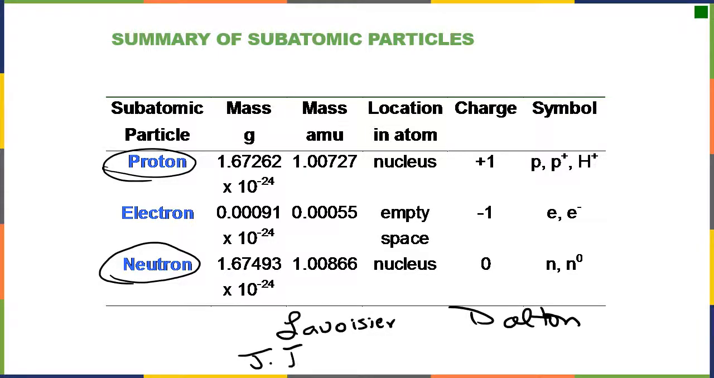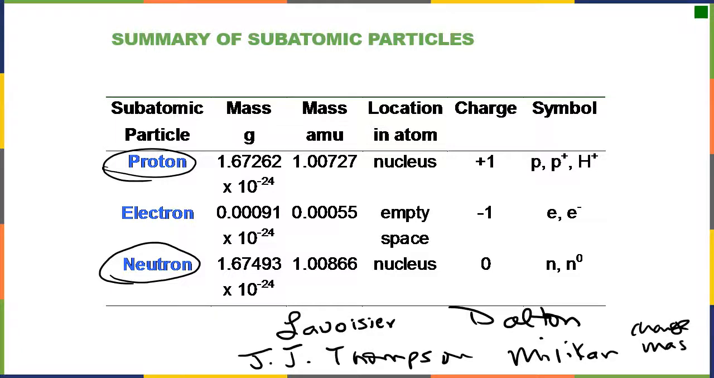You need to know that J.J. Thomson discovered the electron. You need to know that Millikan figured out the charge of the electron and the mass of the electron. And you need to know that Ernest Rutherford discovered the nucleus. He said that the remaining mass of the atom is in one tiny, dense center. All right, so with that, we need to look at these subatomic particles.